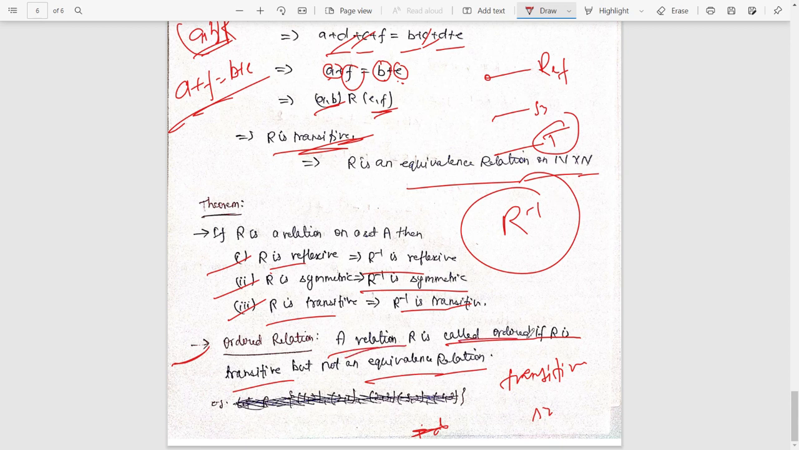So any relation R is called an ordered relation if R is transitive. Obviously, ordered relation is just the name; it has no contextual meaning. So a relation R is called an ordered relation if R is transitive but not an equivalence relation. So it may happen that it is transitive, but it does not satisfy one of the particular conditions.